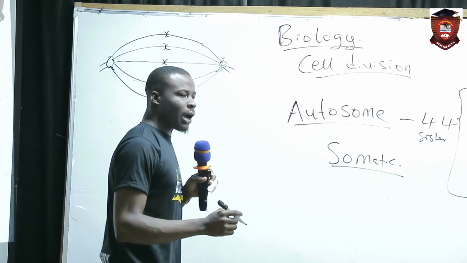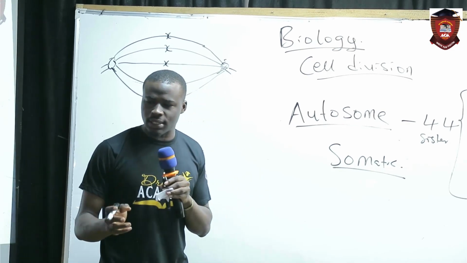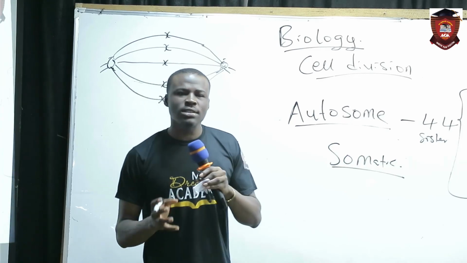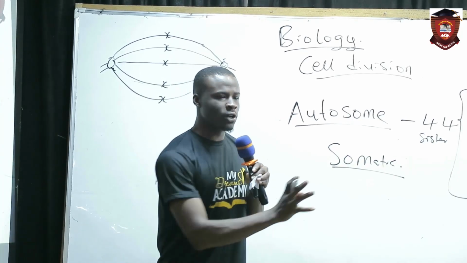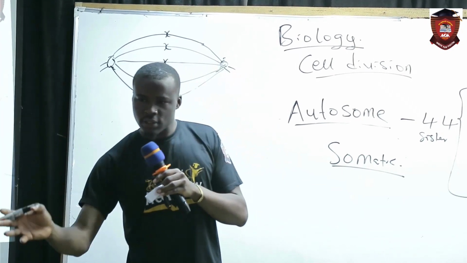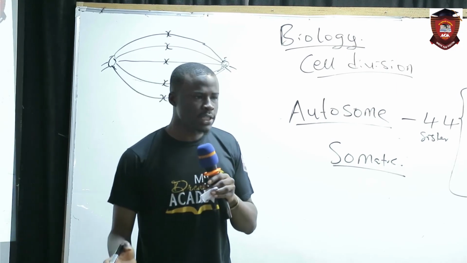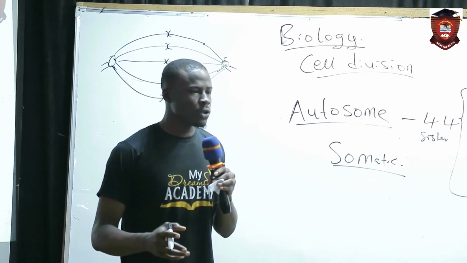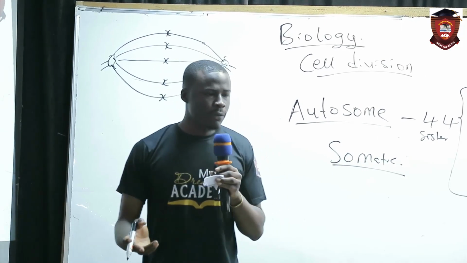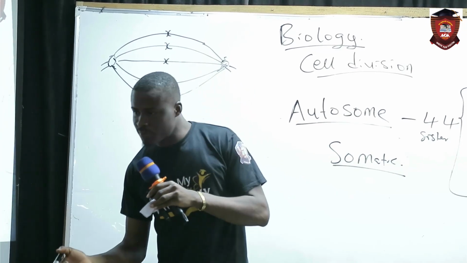Now, have you heard about autosomal diseases? Have you heard about Down syndrome? Yes. Now, there are diseases that affect the autosomes, and there are diseases that affect the sex chromosomes. Do you understand? So, for instance, we hear about Turner syndrome. What is Turner syndrome? We have also heard about Klinefelter syndrome, right?